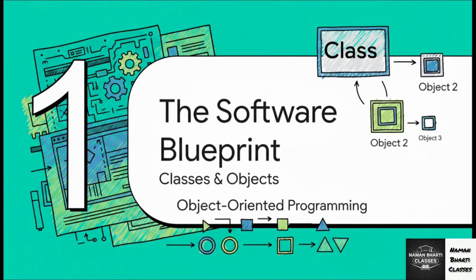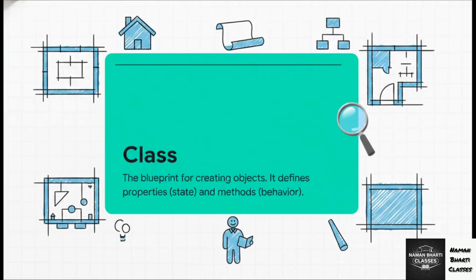Okay, so what are the absolute core pieces of this software blueprint? Well, it all boils down to two fundamental ideas: classes and objects. First up, we've got the class. Now, the best way to think of a class is as that architect's blueprint for a house. It defines all the essential stuff, how many rooms it has, the layout, where the doors go, but it's not the actual physical house itself.